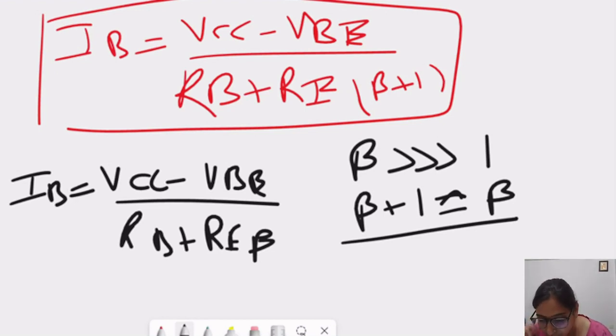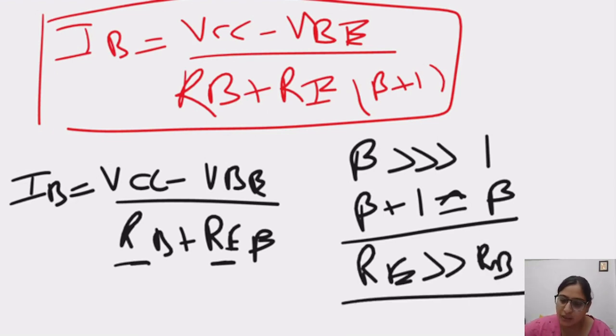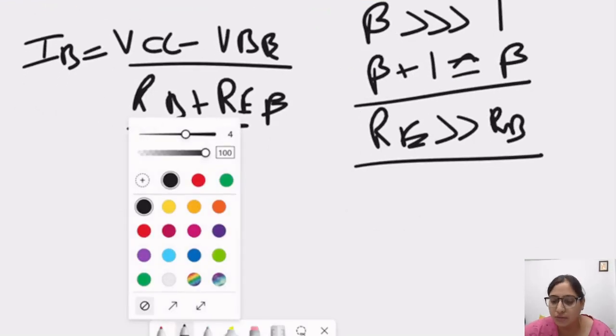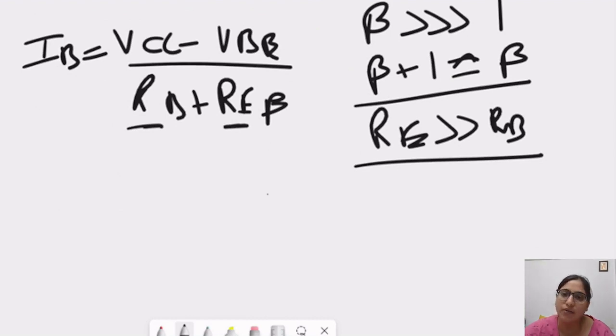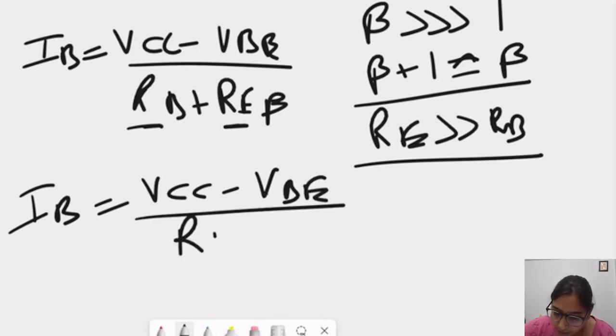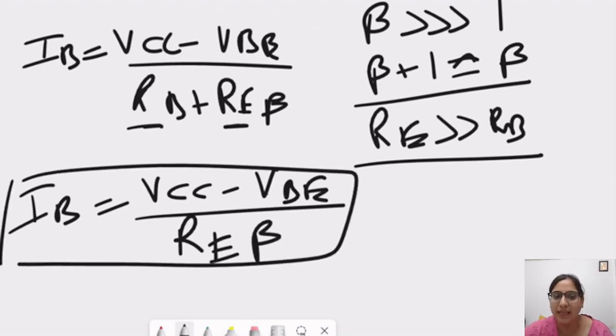Now the second term, we have this RE also and this RB also. So this RE resistance is very much greater than RB. So we can neglect the RB resistance also. Why so? Because this RB resistance is very small. If we consider the values from earlier, one is in kilo ohm and the other one is in ohm. So RE has a much bigger value than the base resistor. So IB is nothing but VCC minus VBE upon RE into beta. So this is the value of base current here.